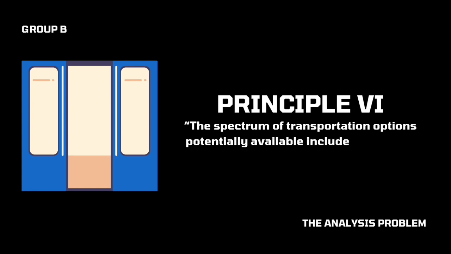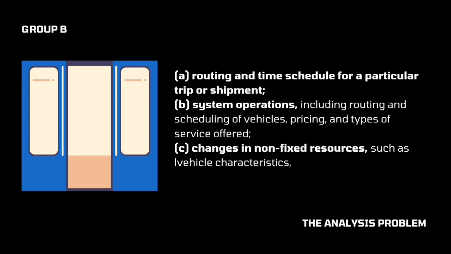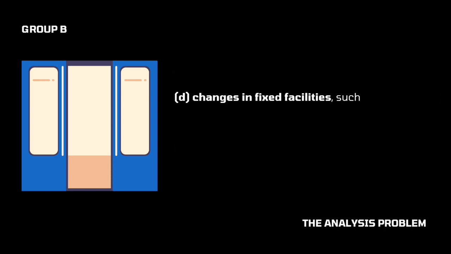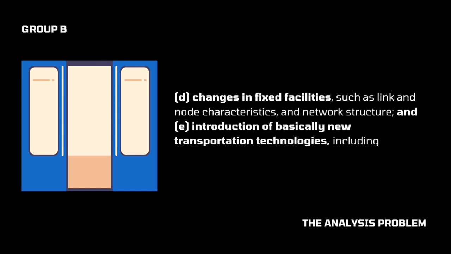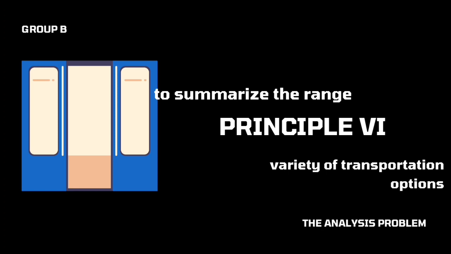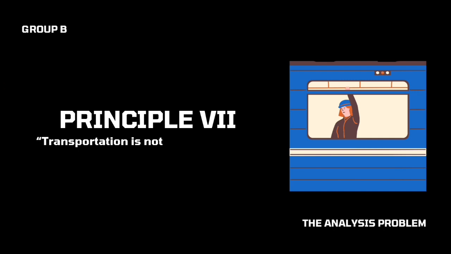The next principle states the spectrum of transportation options potentially available includes decisions about routing and time schedule for a particular trip or shipment, system operations, changes in non-fixed resources and procurement of new equipment, changes in fixed facilities, and introduction of basically new transportation technologies. Through this principle, it is attempted to summarize the range and variety of transportation options open to decision makers in various contexts. Mannheim states that the seventh principle is transportation is not an end in itself.